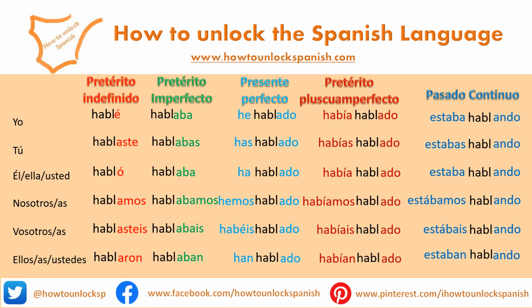This I was talking is really a use that we could use for the form of the imperfect. So I was talking, I can say hablaba, because it's one of the three uses of the imperfect, or I can say estaba hablando. Both are right, and both mean I was talking.